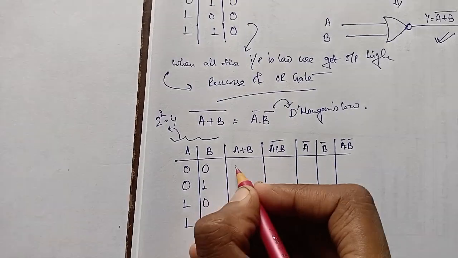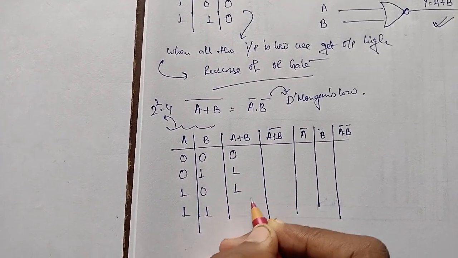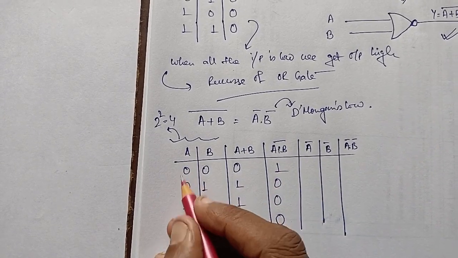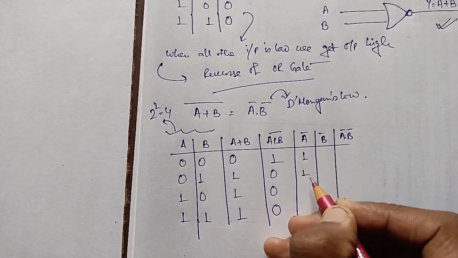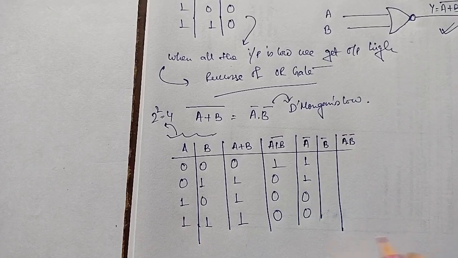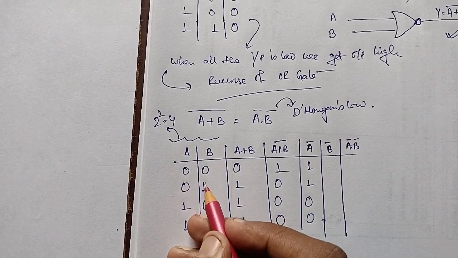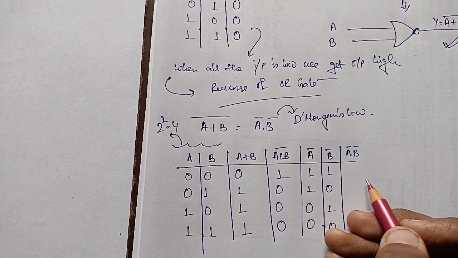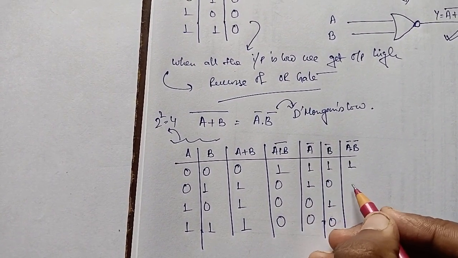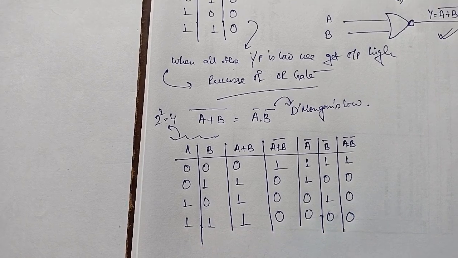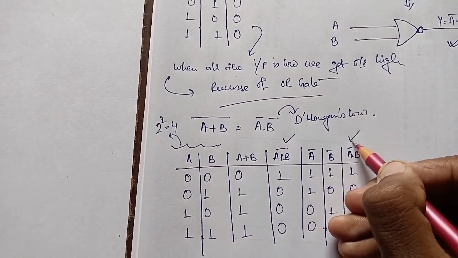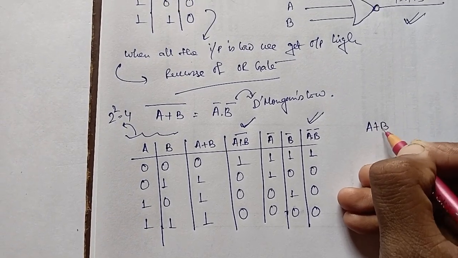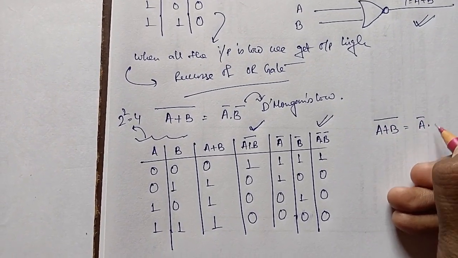A + B means OR: if any one of the inputs is high, the output is high. Its complement gives 1 0 0 0. A bar: 0 0 1 1 complements to 1 1 0 0, and B bar: 0 1 0 1 complements to 1 0 1 0. If we AND these two, only the first is 1 and all the others are 0. So these two give the same output. For that reason we can say that (A + B) bar equals A bar dot B bar.